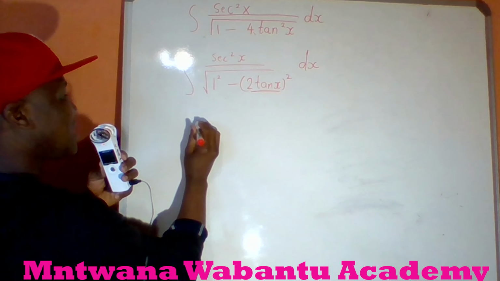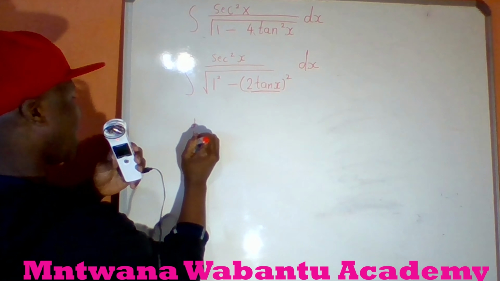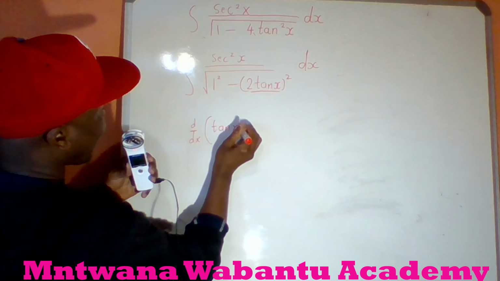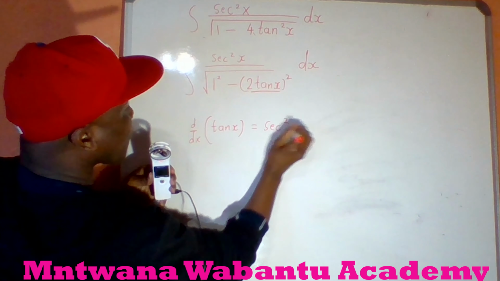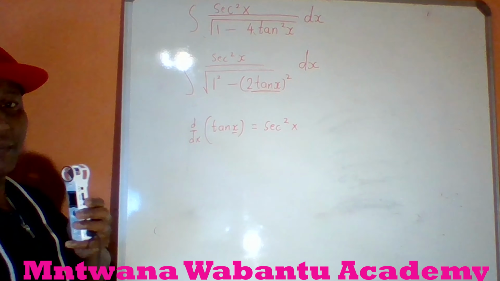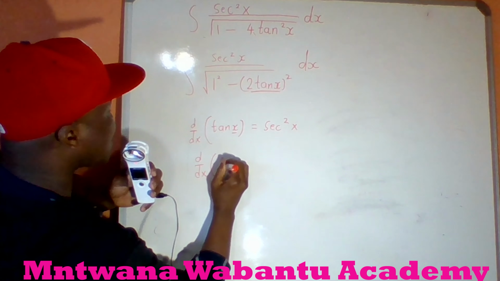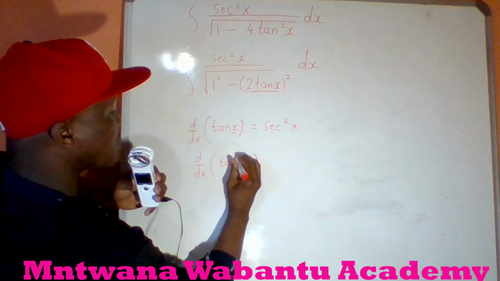You can just Google that one on the internet, or you can check some books. They always have all the differentiation. If you differentiate tan of x, you always get sec squared of x. You have to remember that. So let's say differentiation of tan of 2x cubed.